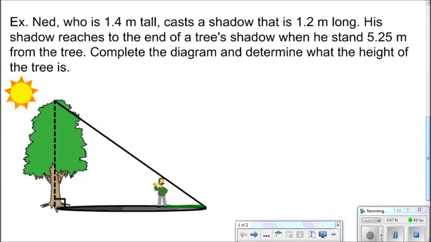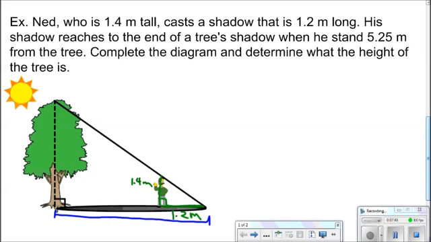So when you read something like that, it's important to read for understanding and pull out the key terms and pull out the key information and start labeling it. So his height is 1.4 meters, and we are assuming that he is standing straight up, so he is making a right angle with the ground, and his shadow is 1.2 meters long. So we drew those two amounts in, so we're dealing with right triangles again, and the tree is also growing straight out of the ground, so it makes a 90-degree angle.